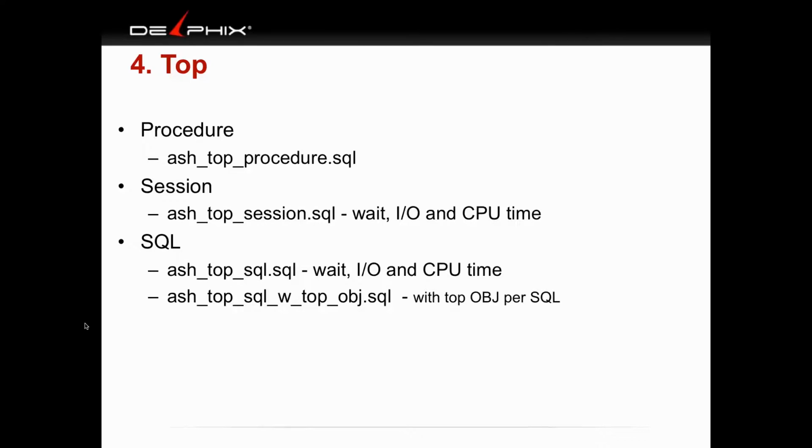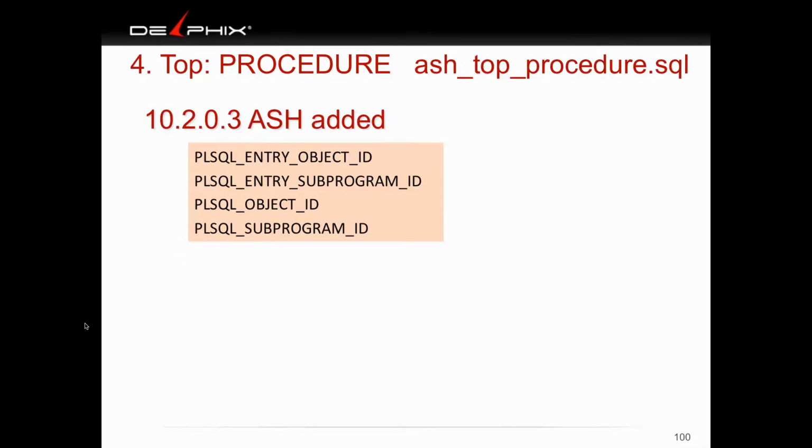Okay, so that's the first three sections. The fourth section is top procedure, top session, top SQL. I think this is really cool. When ASH first came out it didn't have this; in 10.2.0.3, they added it. It's the package procedure entry point and package procedure execution point. So even if I haven't tagged my PL/SQL with module and action, I can go in and profile which procedures and packages are spending the most time.